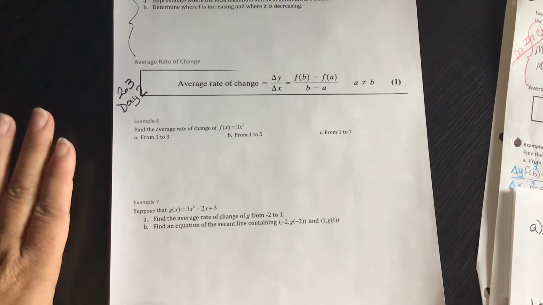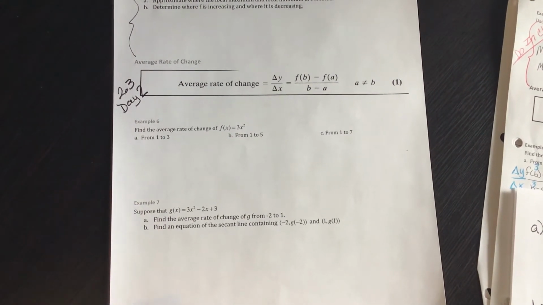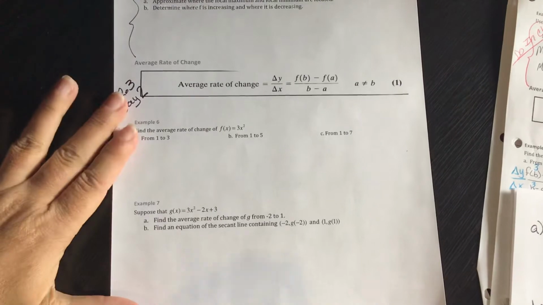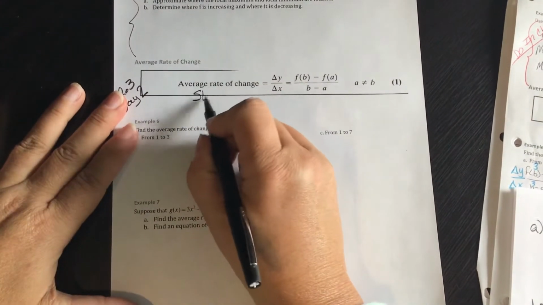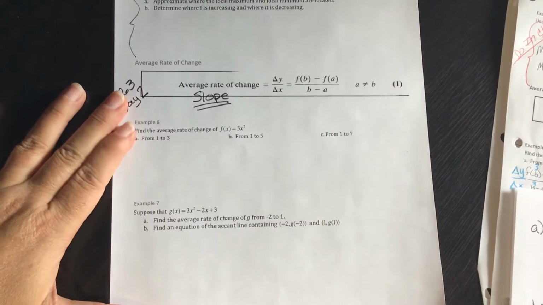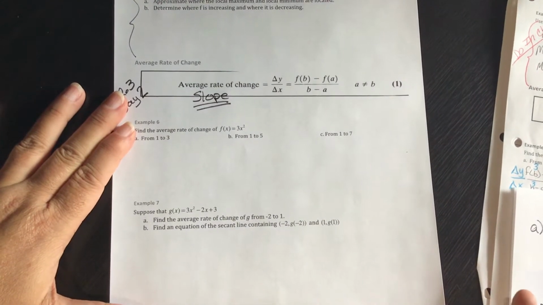In this second part of section 2.3, we're going to look at a concept called average rate of change, which we know most commonly as slope. We're looking at slope, but this time in terms of function form.